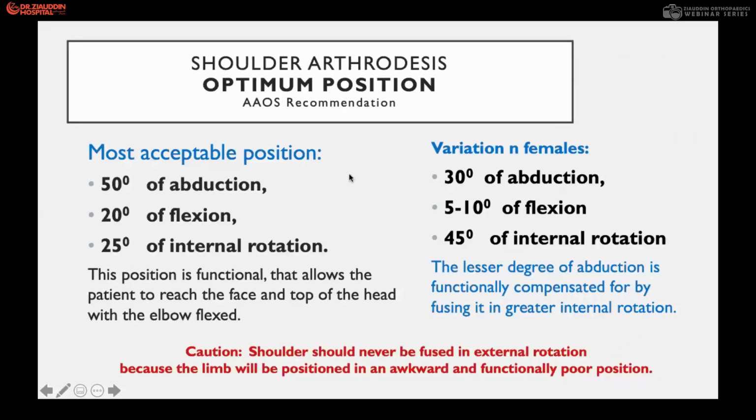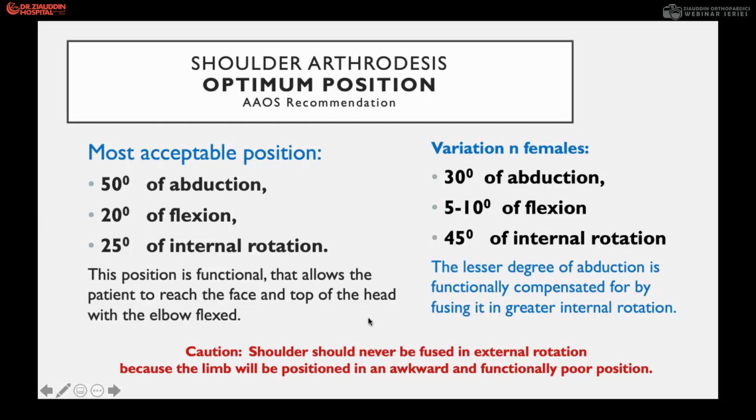These are the most acceptable positions for the shoulder fusion. That is 60-degree abduction, 20-degree flexion, and 25-degree internal rotation. But some people advise in females 30-degree abduction, 5 to 10-degree flexion, and greater internal rotation because of their activity of the hand, the combing of the hair, and the anterior positions. Here, the lesser degree of abduction is compensated with the greater degree of internal rotation.